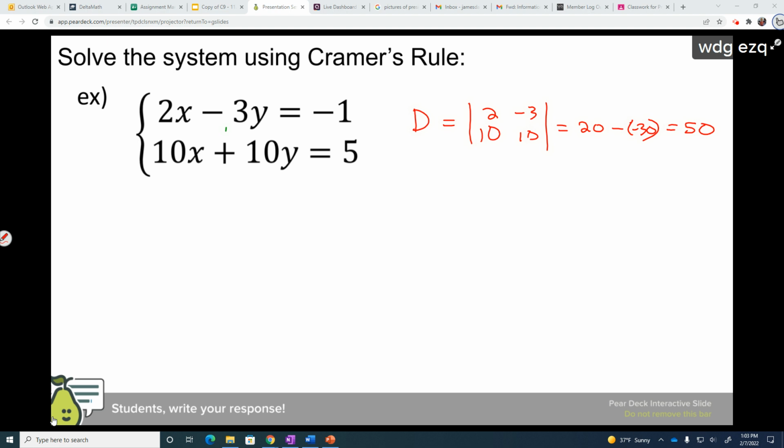And then you do d sub x. And these are the 3 numbers you have to type into Delta Math. Type these 3 in, and then you type in the answer. So d sub x, you swap out the x column with these answers, negative 1 and 5, and then repeat negative 3 and 10.